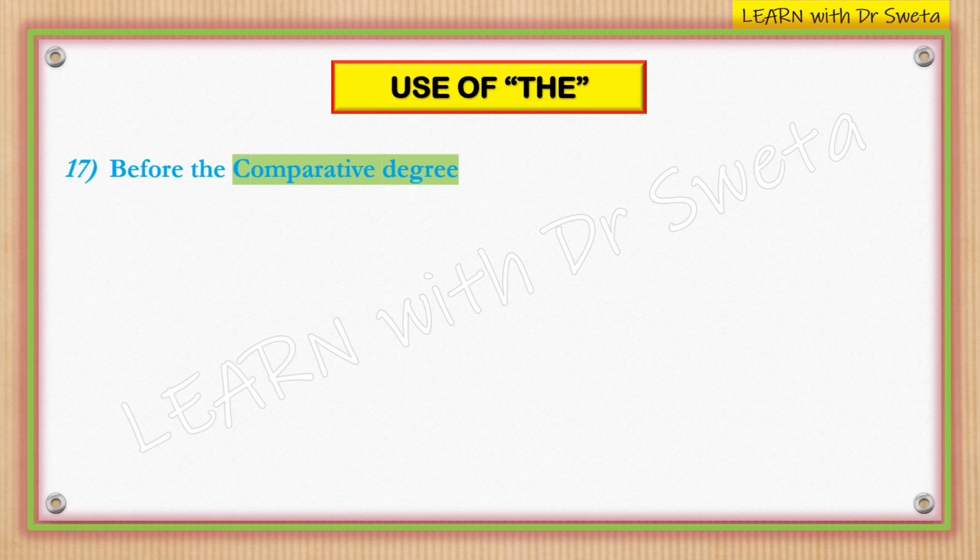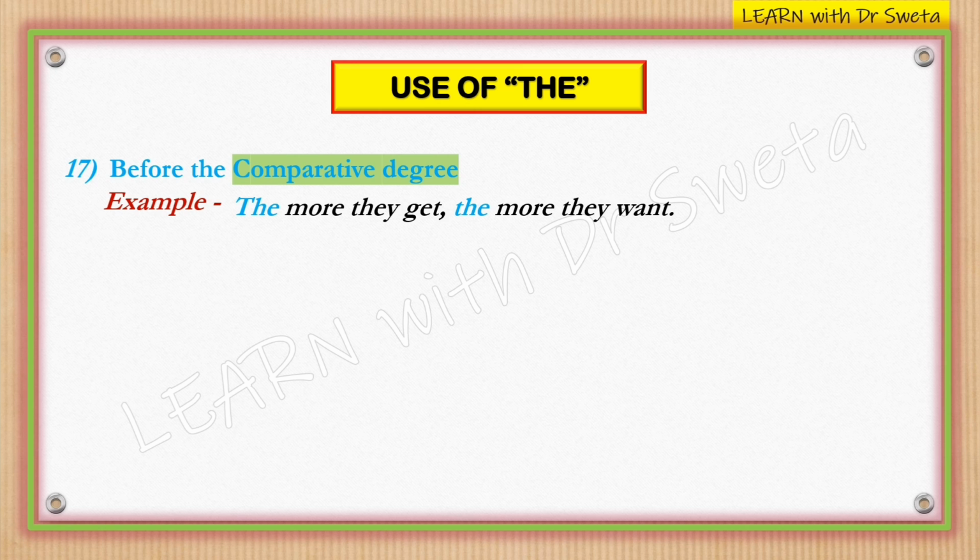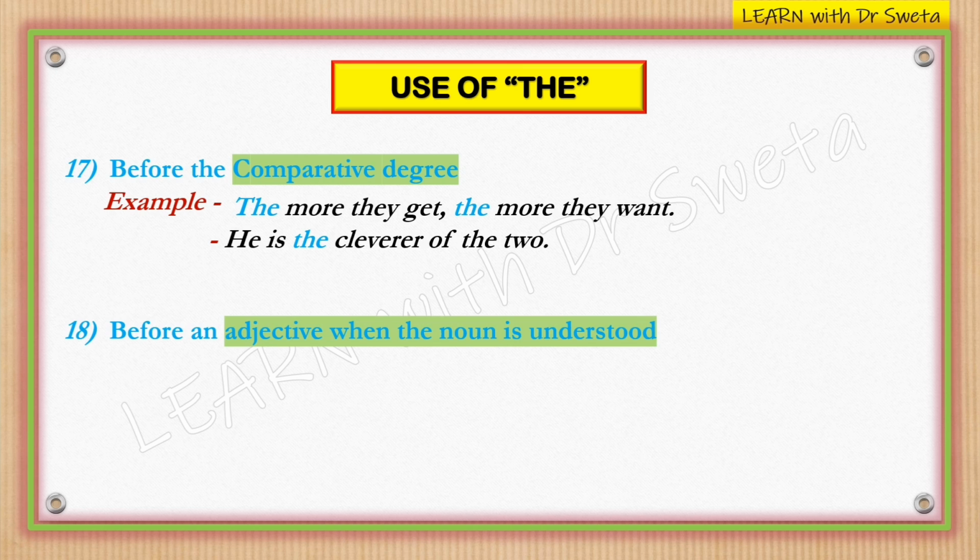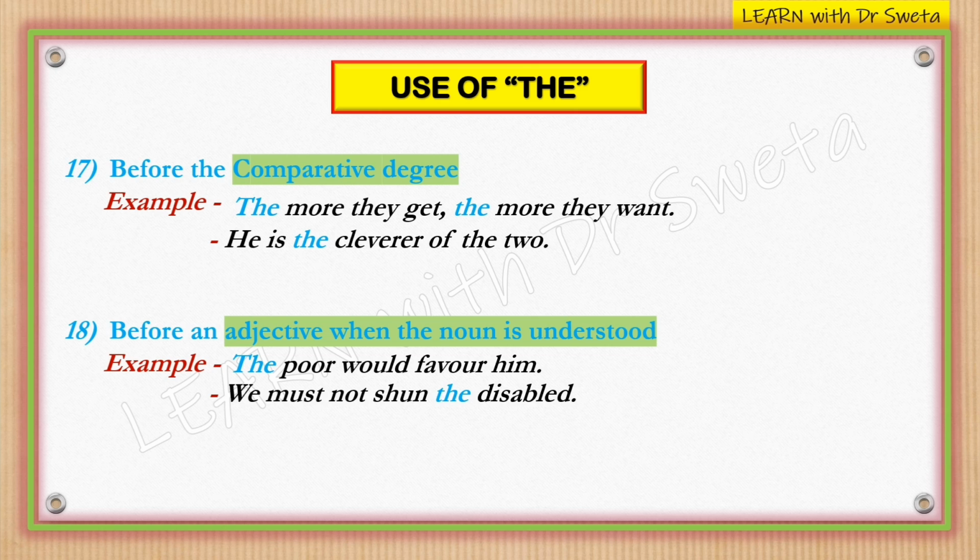Always use "the" before comparatives when comparing two things. For example, the more they get, the more they want. He is the cleverer of the two. "The" is also used before an adjective when the noun is understood. "The" is used before an adjective to represent a group of people or when the noun is implied. For example, the poor would favor him, meaning poor people would favor him. We must not shun the disabled, meaning we must not shun disabled people.